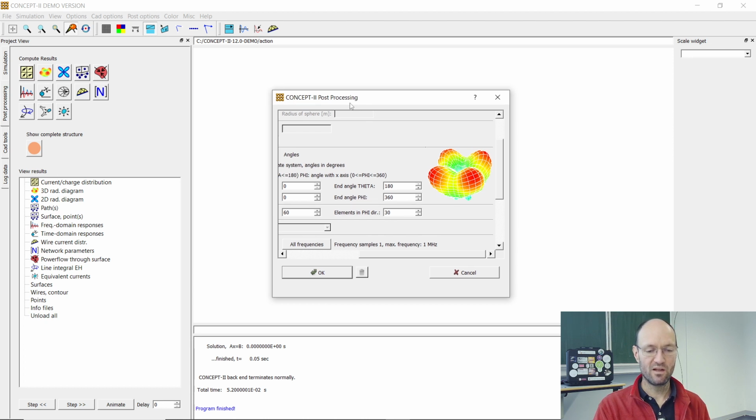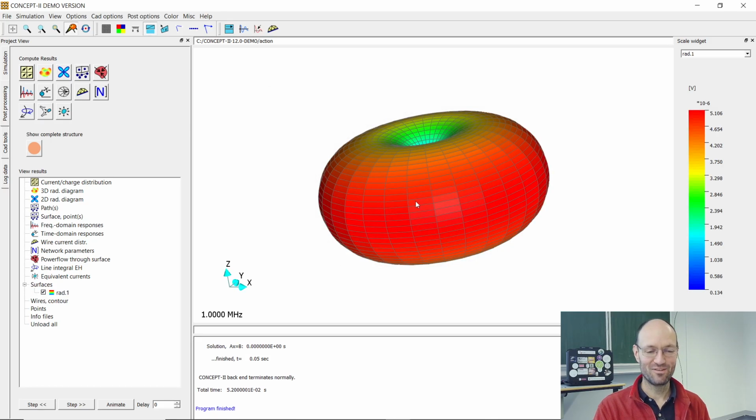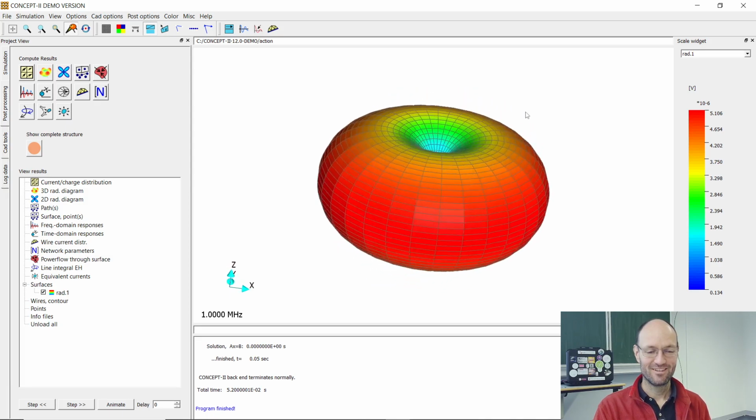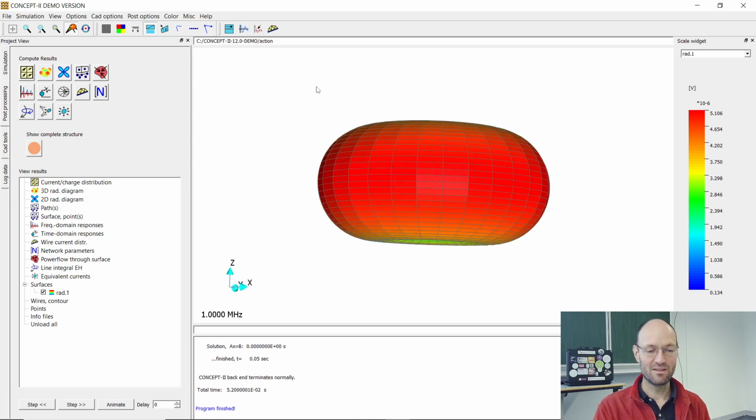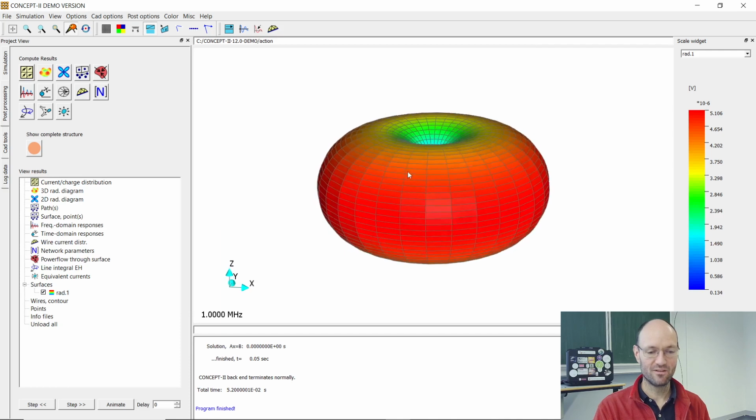And before I click OK, what would you expect? How does the radiation pattern of a dipole look like? What does Homer Simpson like to eat all day? A donut. And we see a donut. And so the radiation pattern of a dipole looks like this.